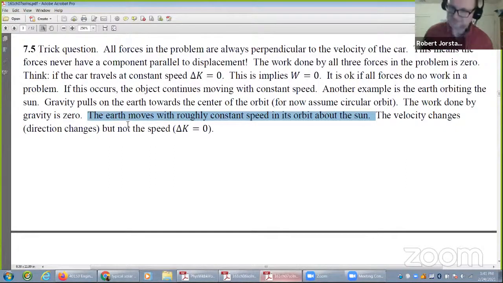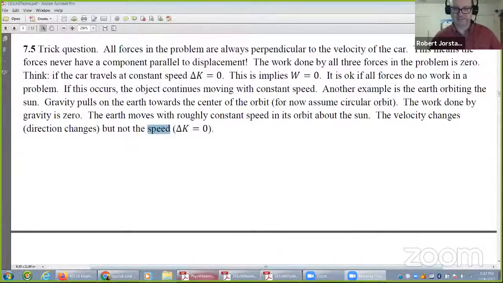So cool. If we're in a circular orbit, our speed remains constant, just like the ball on a string. So now be careful. Velocity changes, speed does not. And so there are limitations to this technique. Basically, we can't use work-energy for every problem. All right, nice job. That was a trick question.